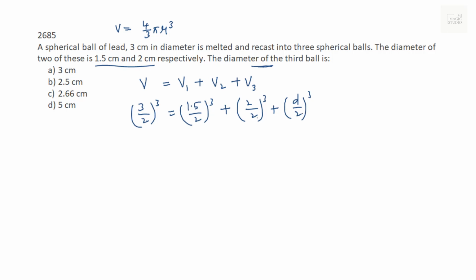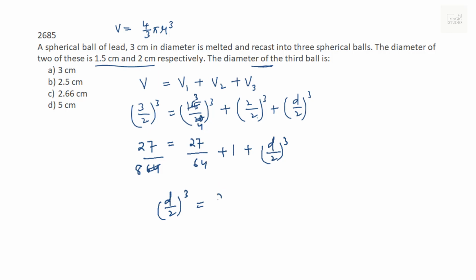2 cube, 2 cube, everything cancels out. 3 cube is 27. Then 1.5 cube to calculate, so that would be 3 by 4. 2 cube is 8 here, sorry. Then this would be 3 cube, that is 27, and by 4 would be 64, plus 1 plus d by 2 whole cube. So d by 2 whole cube is 27 by 8 minus 27 by 64 minus 1.